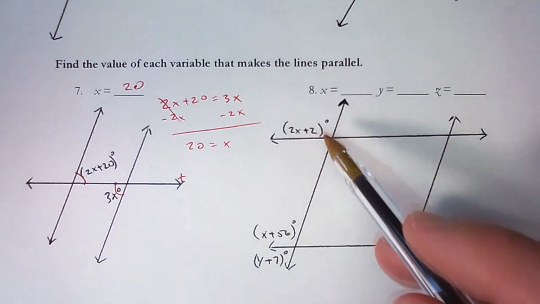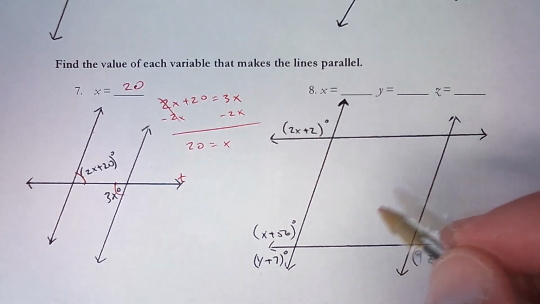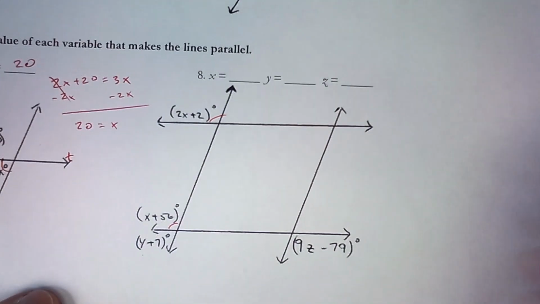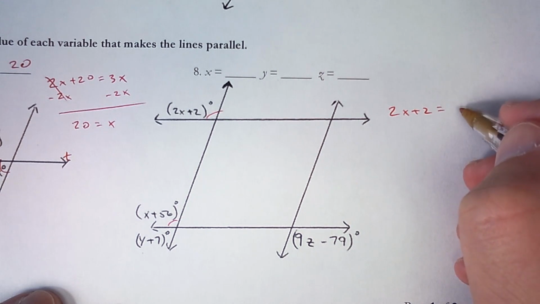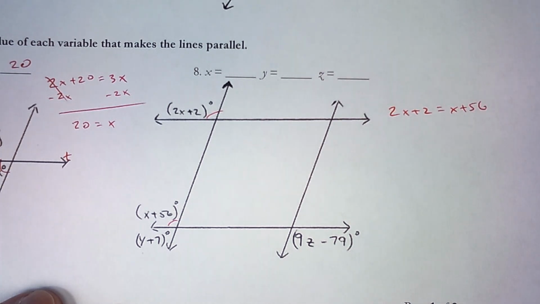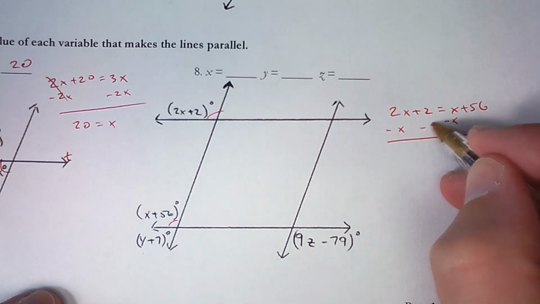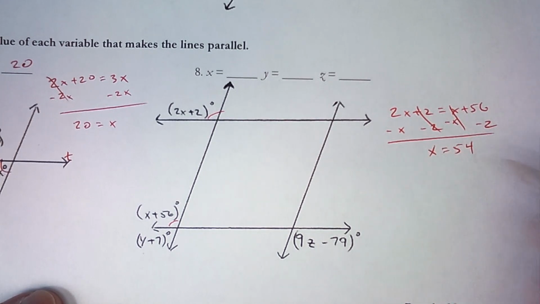Okay, next up I need to find x, y, and z. Okay, that makes the lines parallel. So if the lines are going to be parallel, then these corresponding angles must be congruent. So that means that 2x plus 2 must equal x plus 56. Okay, so I will subtract x, and I'll subtract 2, and I'll get x is 54. Okay, so I'll put that in here. X is 54.